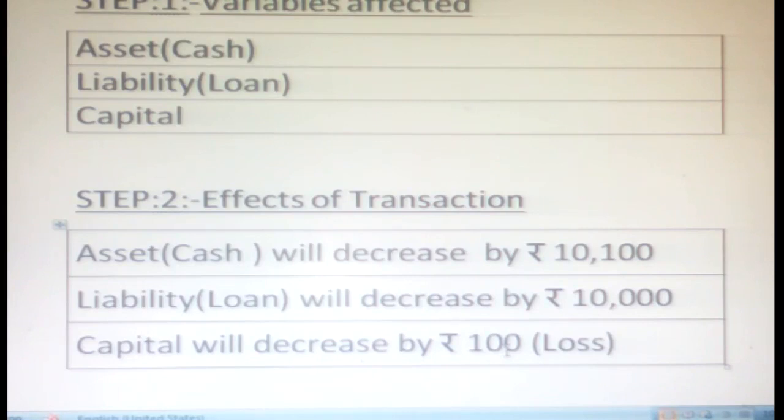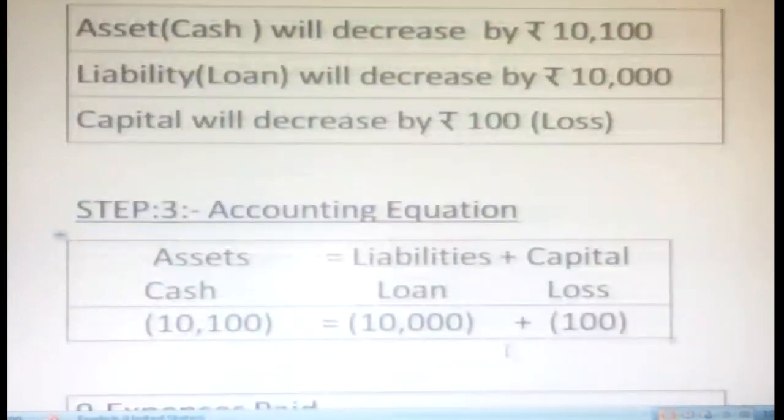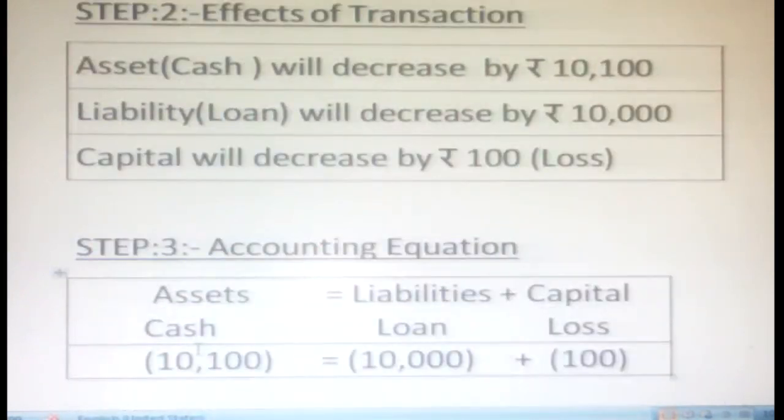Correct. So we have to give the accounting equation. See here, it's the accounting equation. As an asset, cash reduced how much? 10,100. Here also liabilities, loan reduced 10,000. The interest of 100 you show under capital. So here also 10,100 on our asset side, and this side also liabilities and capital together 10,100. So the accounting equation is equal.